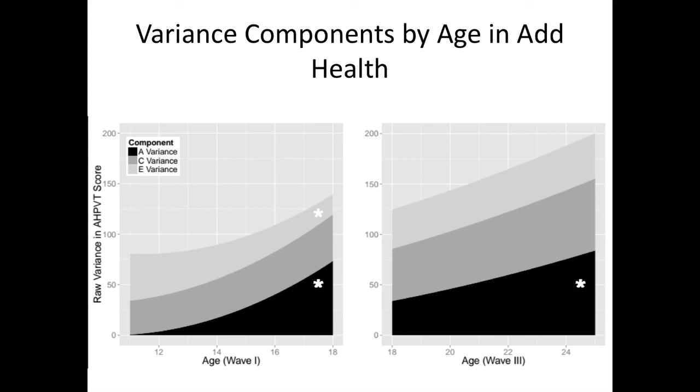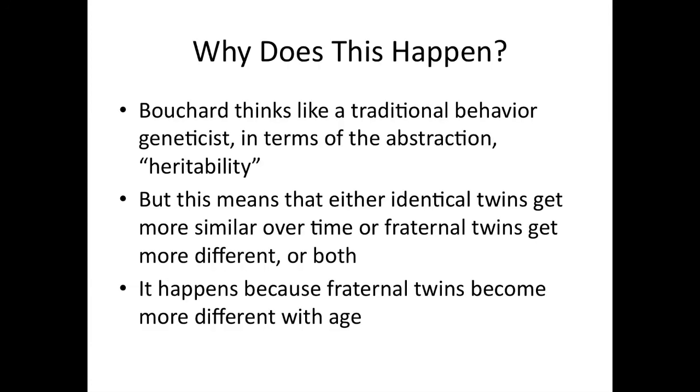This is just my analysis of the same phenomenon in the Adolescent Health and Development Project, where there's not quite as wide an age range. These are kids growing up from age 12 on the left all the way over to age 24 at the right, at 2 different waves. The black area is the genetic variance in a very simple intelligence score in Add Health, and it, once again, increases with age. And what I want to think about quickly is why this happens.